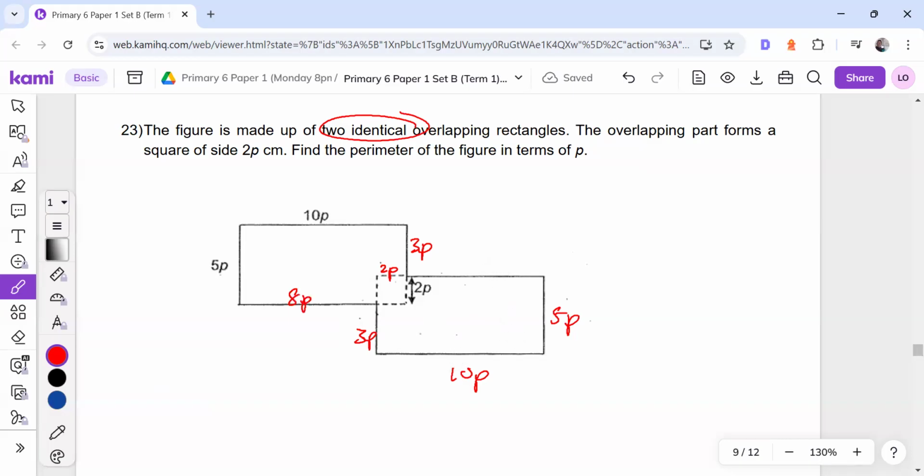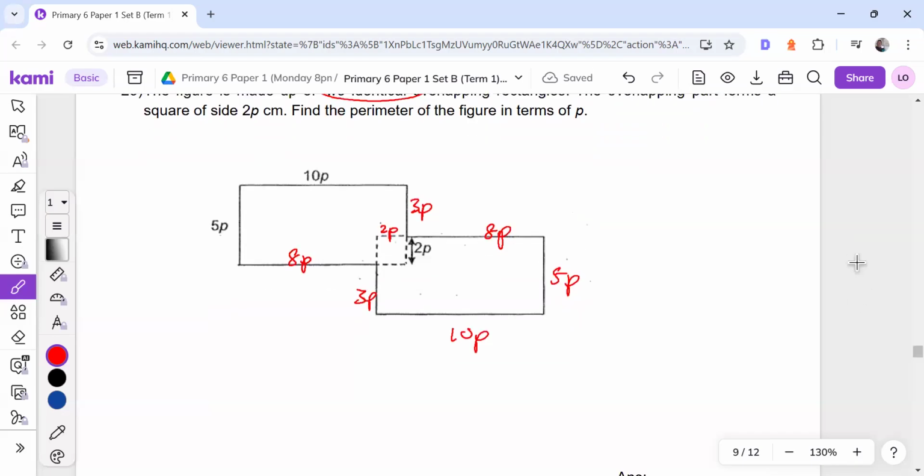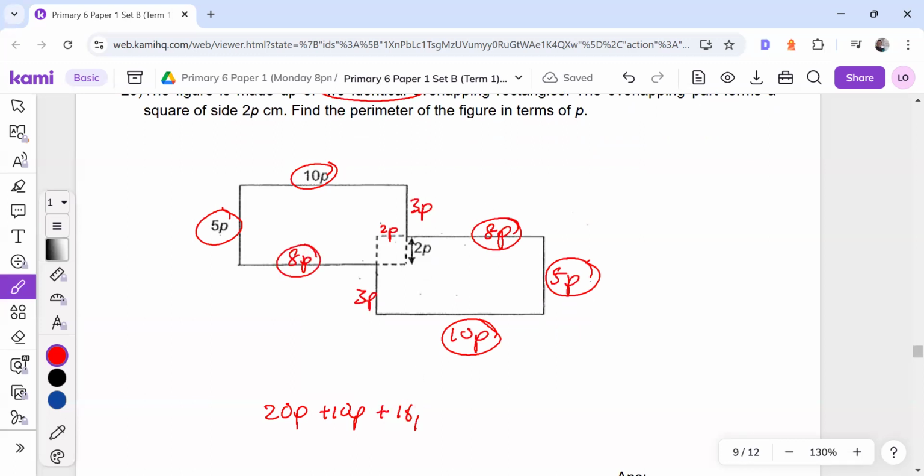And then this is 8p, right? And then the rest, then how do you find the perimeter? You just plus together slowly, add orderly. Then plus 10, you may want to circle so that you don't miss any numbers. And then 5 plus 5 is 10. So just write like that. And then 8 plus 8 will be 16p. You add all the p's, right? 16p. And then 3 plus 3 will be 6p.